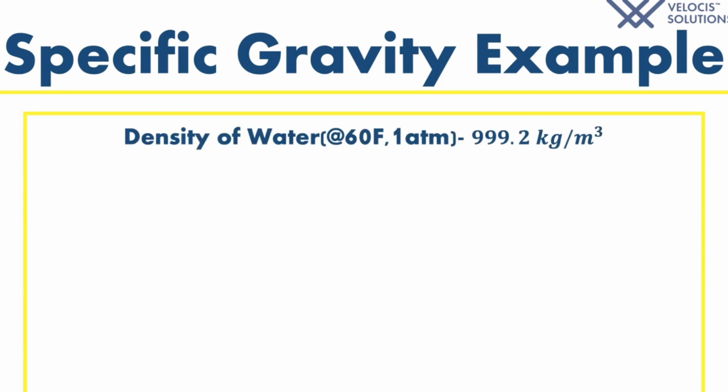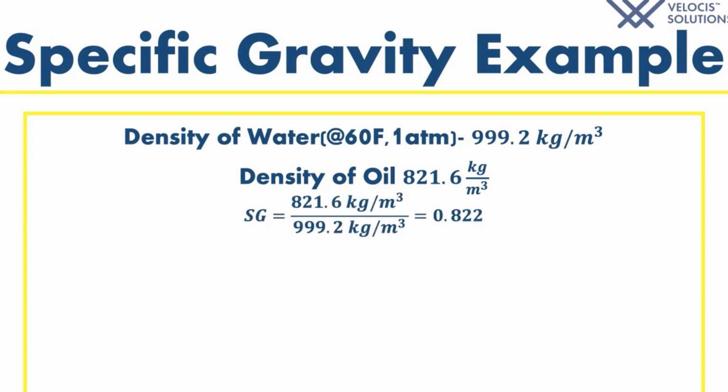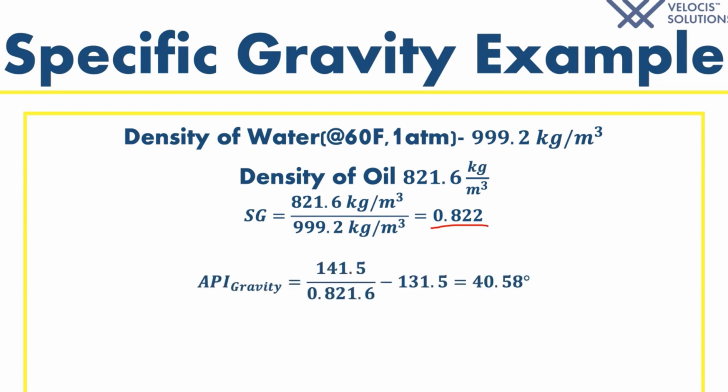Since we have the density of the water and the density of oil, we can easily calculate the specific gravity, which was found to be 0.822. And as we have the value for the specific gravity, we can convert it to API gravity and define the grade of oil. The API gravity is found to be 40.58 degrees.